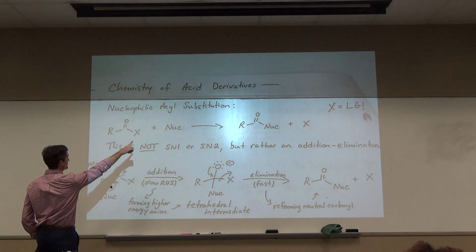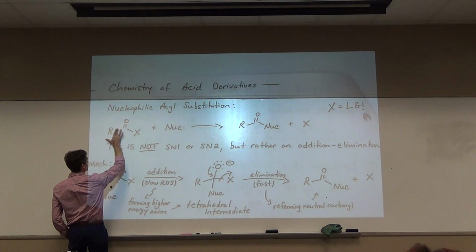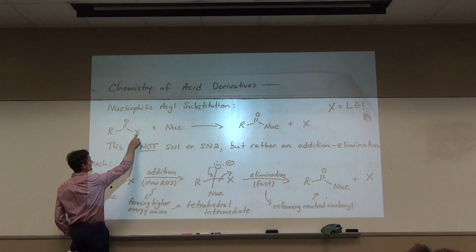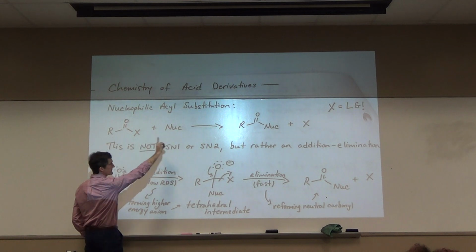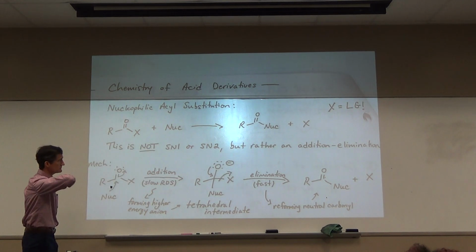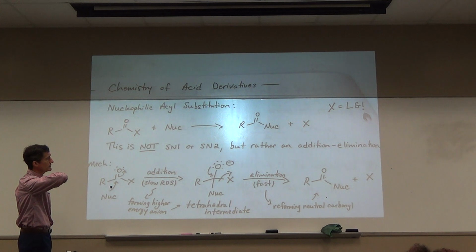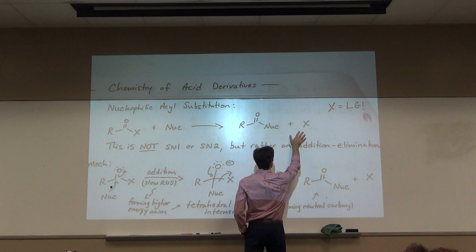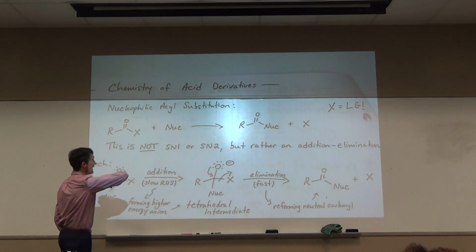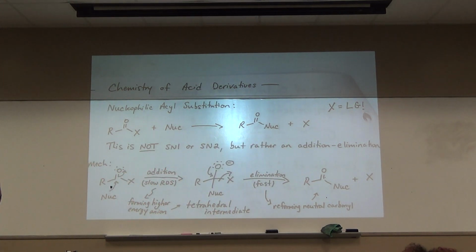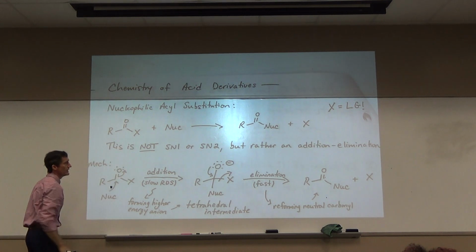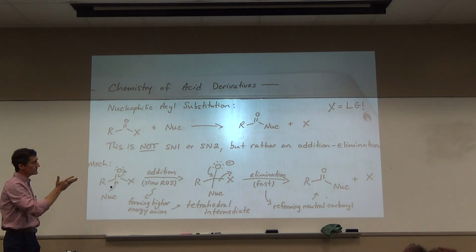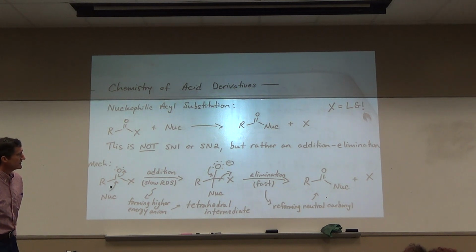Nucleophilic acyl substitution, that's what we're doing. I have a carbonyl group with some type of leaving group, X, and we can replace the leaving group with a nucleophile. It's a substitution reaction. I'm not showing any charges; it may or may not be charged. This is not SN1 or SN2, obviously, because this is not a tetrahedral carbon, but rather an addition-elimination mechanism, a lot like NAS for aromatic substitution. This is acyl substitution.